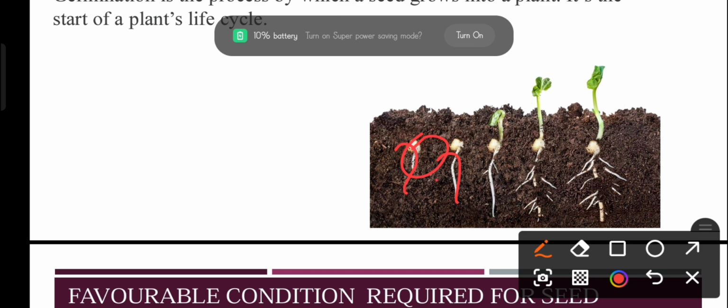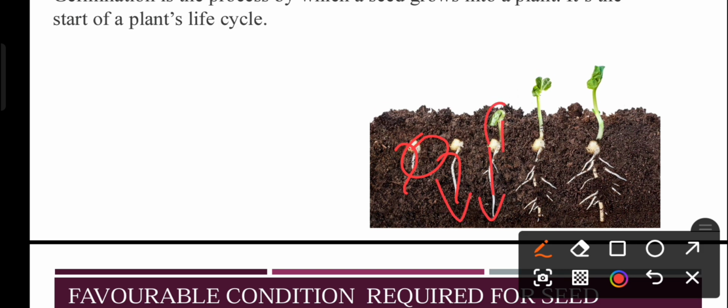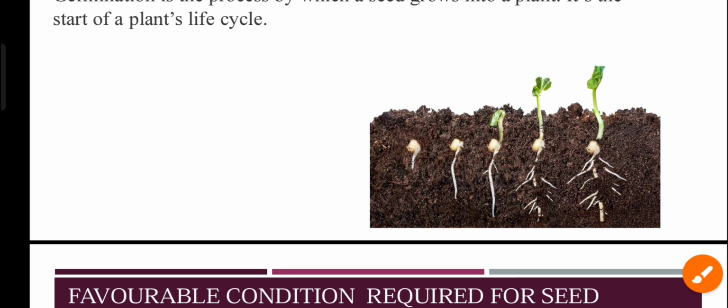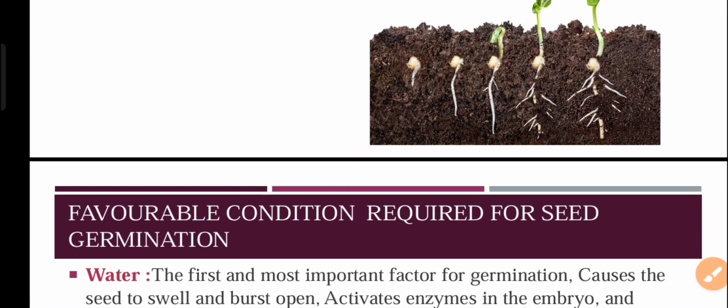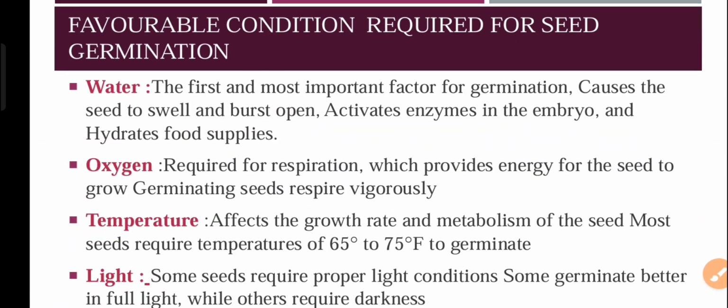And this is the radicle part, and this is the plumule part of the seed. The radicle grows into a root structure, and the plumule grows into a shoot structure. And this is about what? Germination. Understand? Yes, move on to the next.